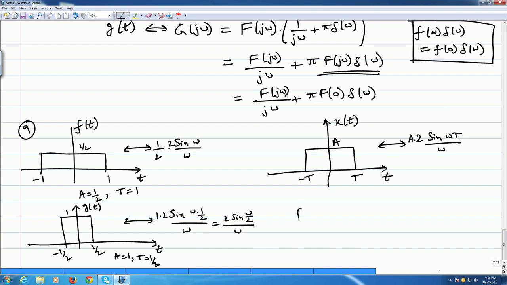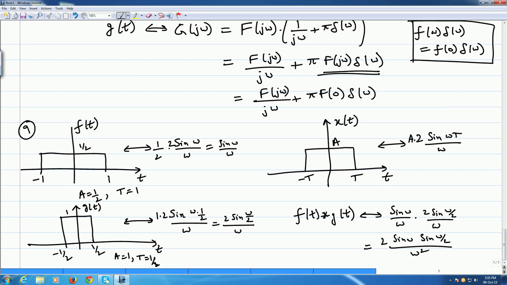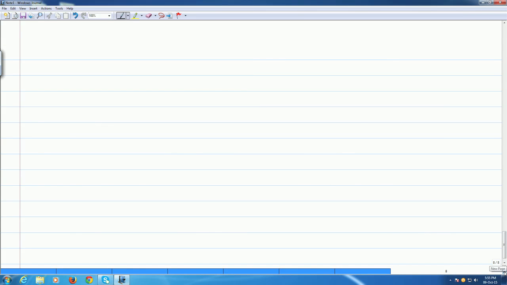And then you have to find the Fourier transform of f of t convolved with g of t. This we know is simply the multiplication of the Fourier transforms of f of t and g of t individually. This is the convolution property. So, you get sin omega by omega times 2 sin omega by 2 by omega, which simplifies to 2 sin omega by 2 by omega squared. So, that is the 9th problem. Let us move on to the 10th one.